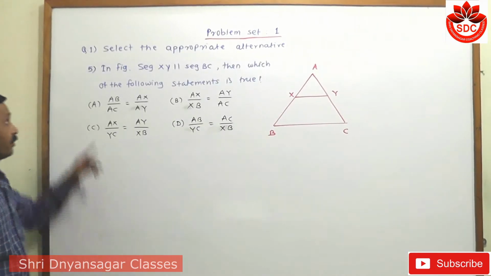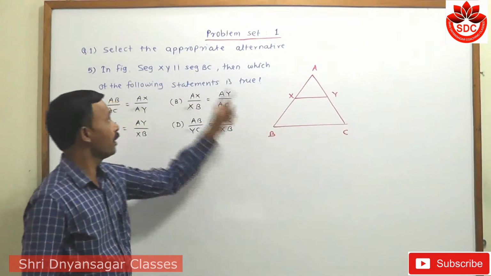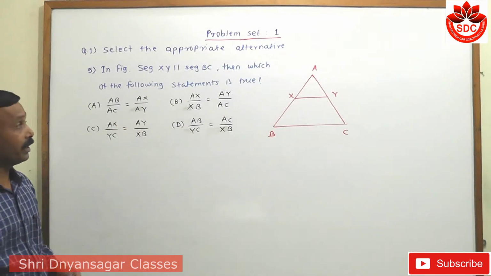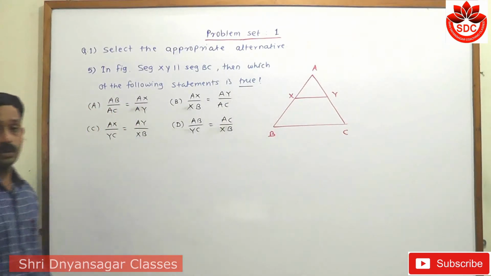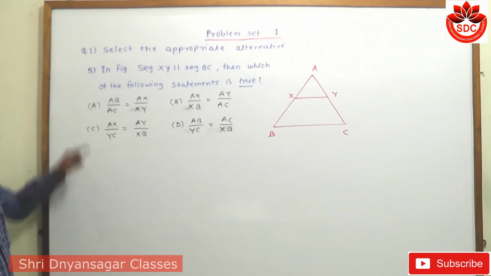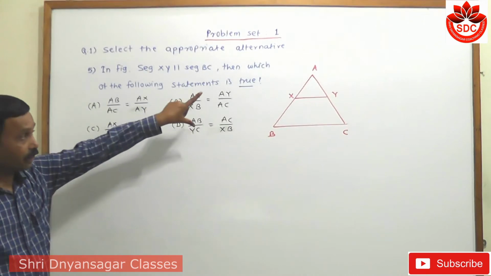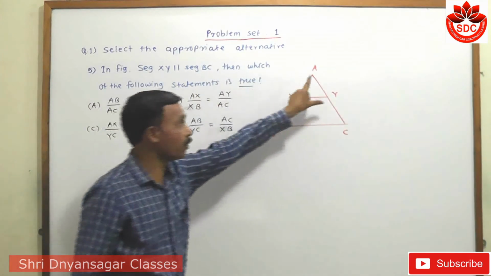Okay, the last sub question in this figure: segment XY is parallel with segment BC. Then which of the following statements is true? We want to find out the true statement. Now first look here, AB upon AC, means this full side and this full side, AX upon AY, AX upon AY.